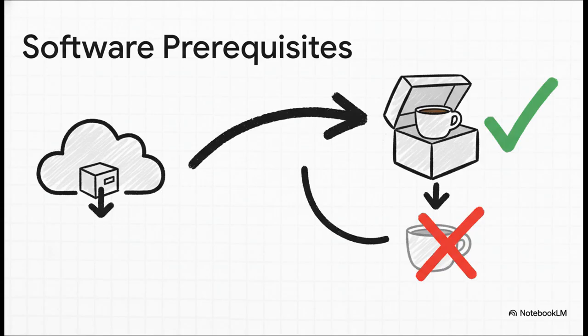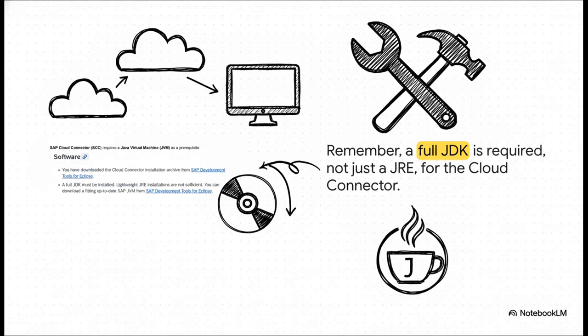Of course, you need the installation file, which you'll grab from the SAP Development Tools website. But number 2 is the big one. It's absolutely crucial. You must have a full Java Development Kit, or JDK, installed. A simple Java Runtime Environment, the JRE, is not going to cut it. This slide is here just to hammer that point home. The Cloud Connector relies on all the developer tools that are packed inside the full JDK to function correctly. So please, double-check that you've got the right Java environment set up before you start.